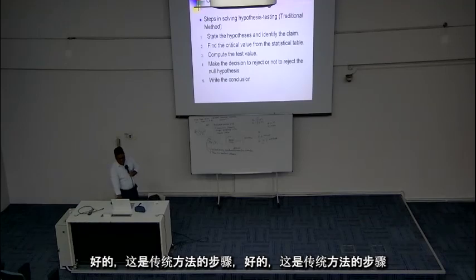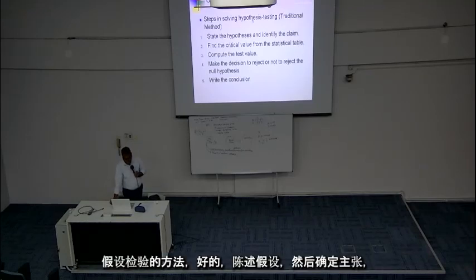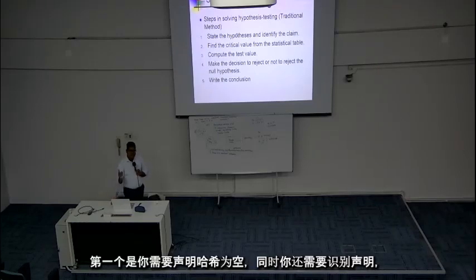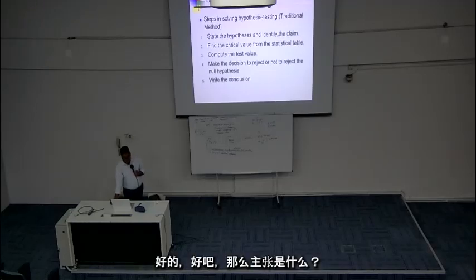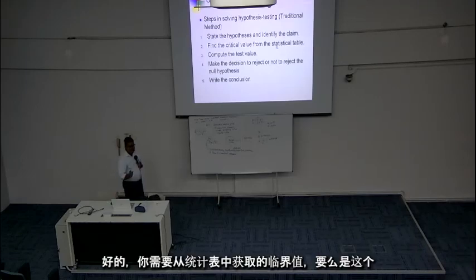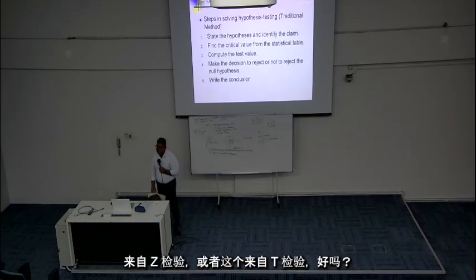All right, so this is the steps for the traditional method for hypothesis testing. First, state the hypotheses and identify the claim. You need to state the H null, and also identify the claim, which is the H alternative. Then find the critical value from the statistical table, either from the Z test or the T test.